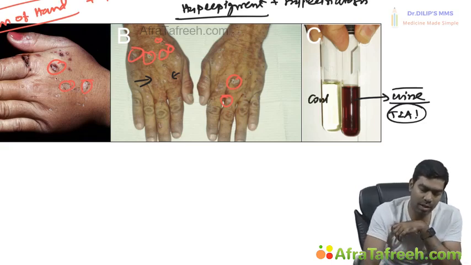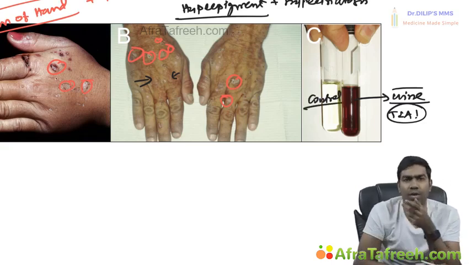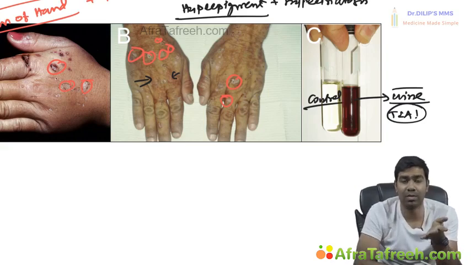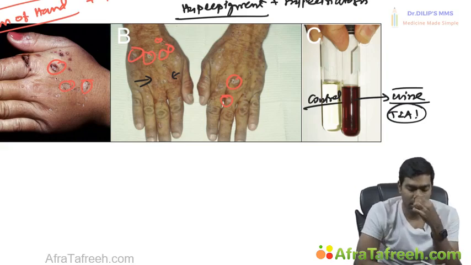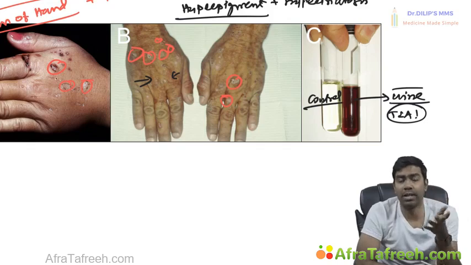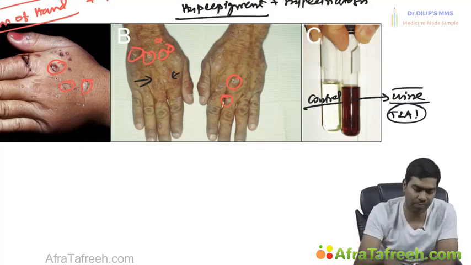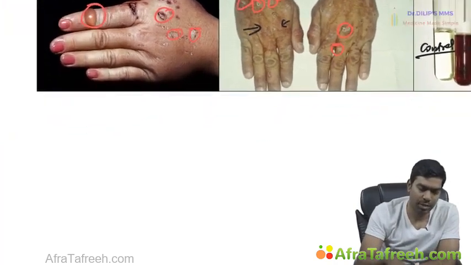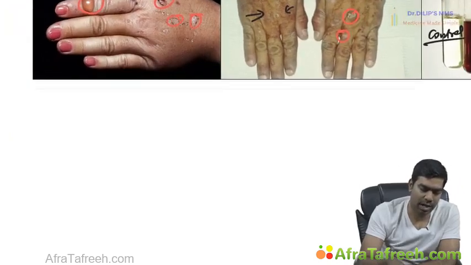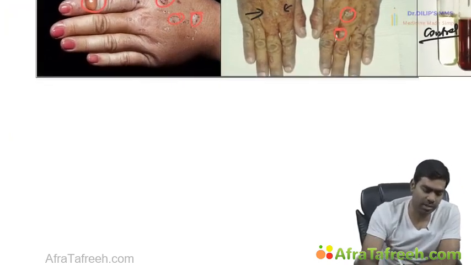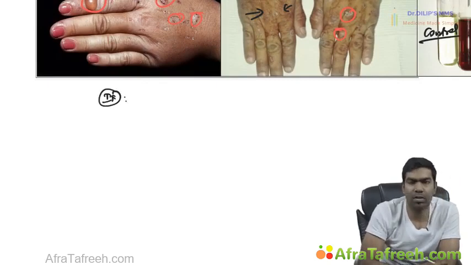So this is the control urine, clear urine. You can see the tea-colored urine in porphyria. This can happen in acute exacerbation of chronic PCT, or it can be seen in acute intermittent porphyria as well. This is not a specific finding. Anyways, this is tea-colored urine in these patients. And the next thing, in this porphyria, what are the investigations you will do?